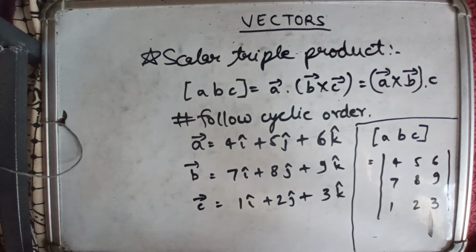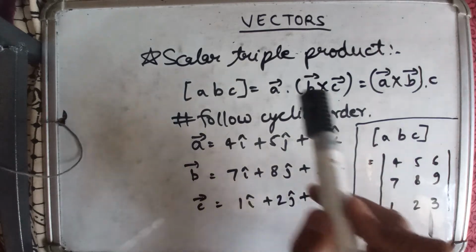Now let us talk about the scalar triple product. In the scalar triple product, the result will come out to be a scalar, not a vector. So first of all, it is written as box ABC. Box ABC means A dot B cross C or A cross B dot C. It always follows a cyclic order.